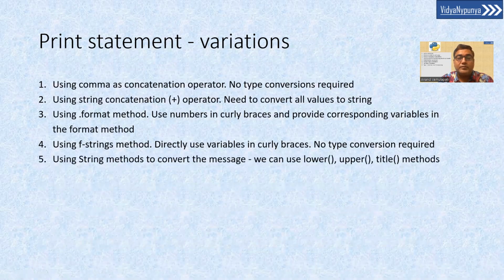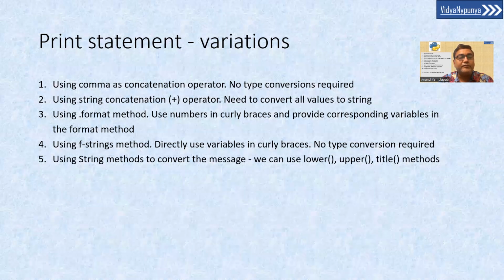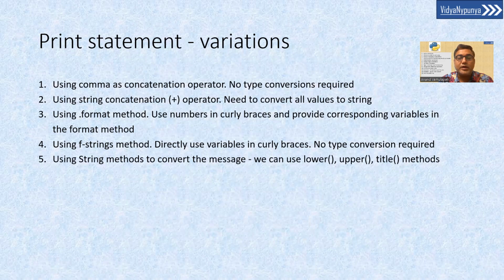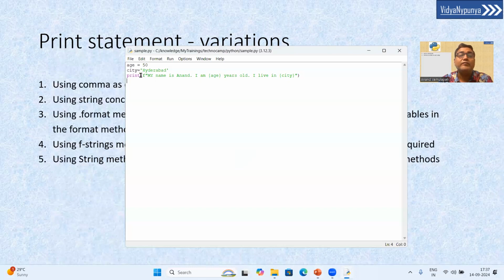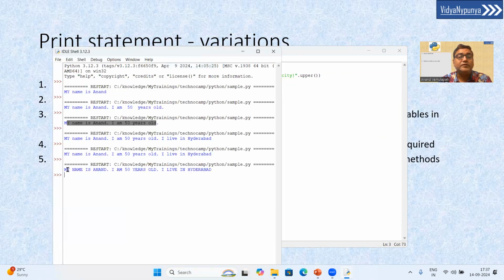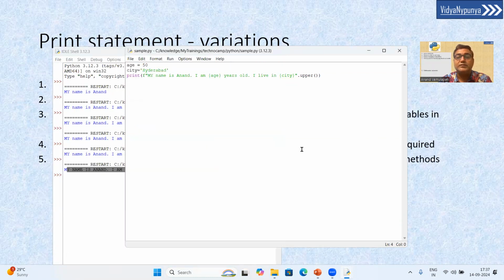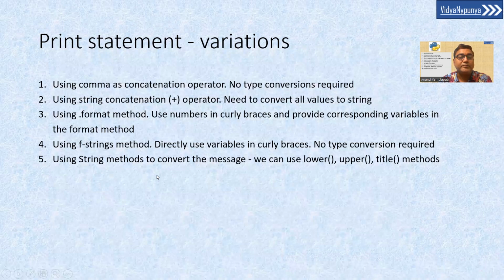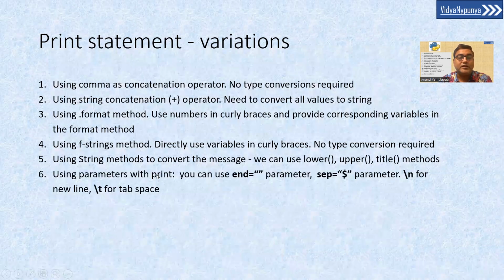And the other one is with number 3 and number 4, right? The other advantage that we have is you can use string methods to convert the messages. Let us say I want to have everything in uppercase, right? This entire thing is a string. I can use dot upper. So upper, lower, and title are all string methods. Since it is a string, I can just use the upper method. Let me run the program. So everything is coming in capital case. So that is another variation that you can use with the F-string method or even the dot format method. So these are all the different variations that are available.